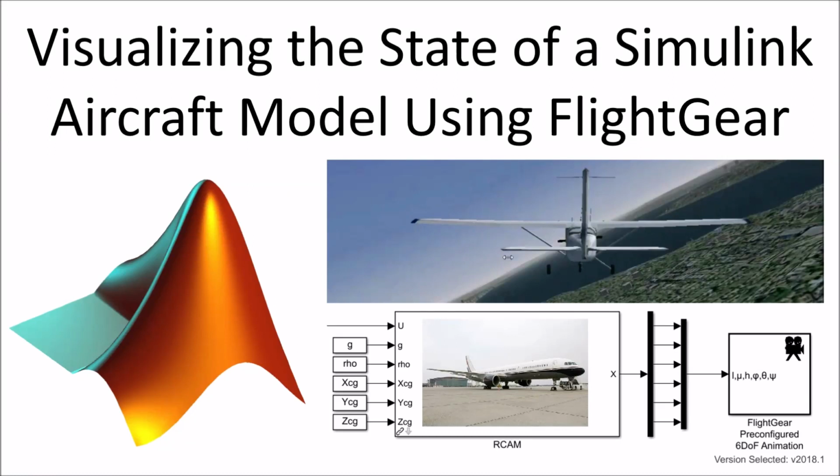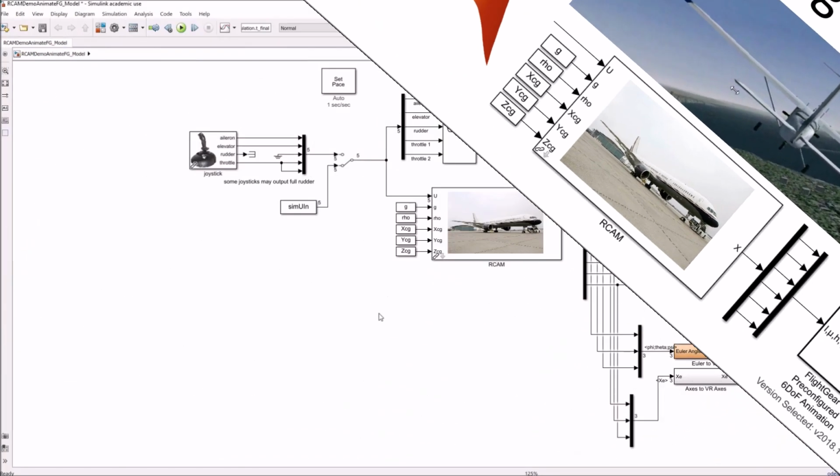Today I'd like to continue our series of tutorials showing how to visualize the state of an aircraft model that's being simulated by Simulink. In particular, I'd like to look at how to use the free open source flight simulator FlightGear to perform the visualization of the aircraft attitude and position as well as rendering the surrounding environment. So, if this all sounds like fun, let's jump over to Simulink.